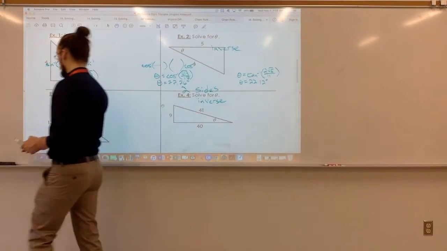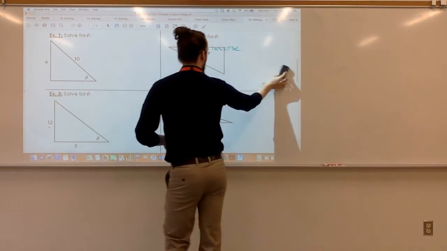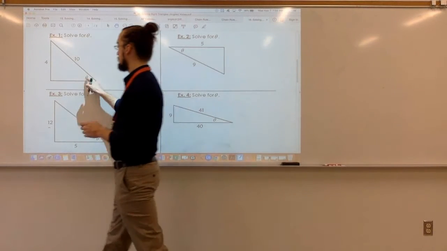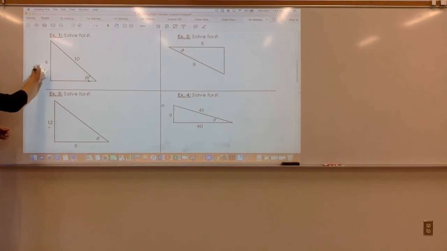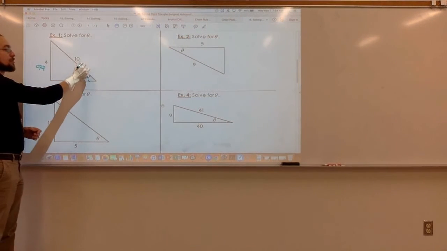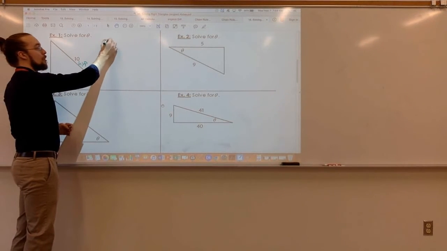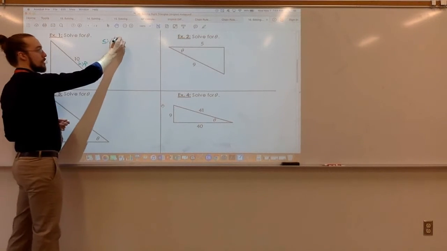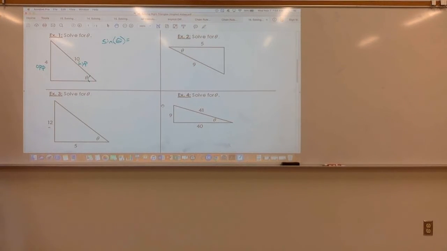Alright, so in number 1 here, we are going to start the exact same way. The first thing we're going to do is label the sides of the triangle. With respect to theta, is 4 opposite, adjacent, or hypotenuse? Opposite. And 10? Hypotenuse. So if I'm dealing with opposite and hypotenuse, that's sine. So sine of theta equals 4 over 10.